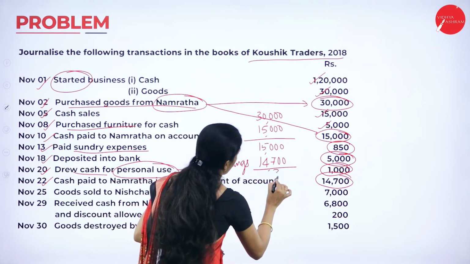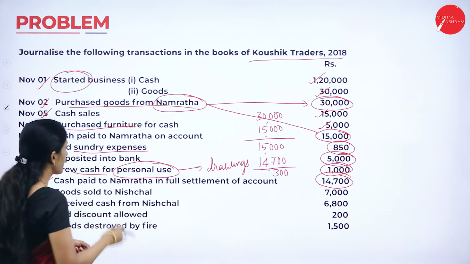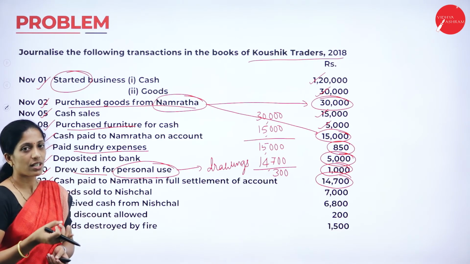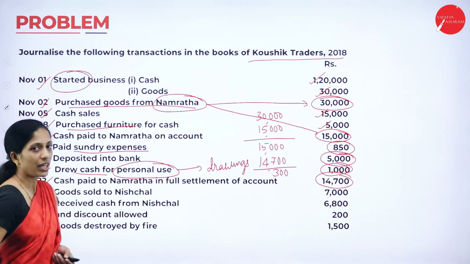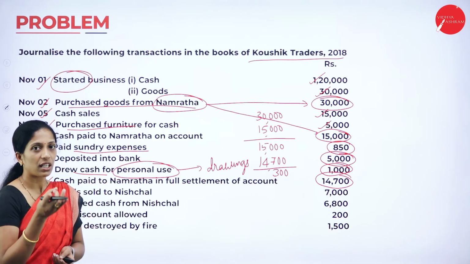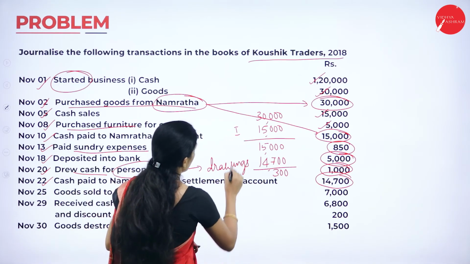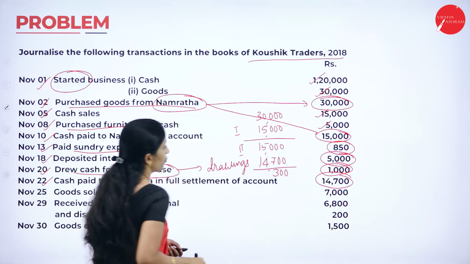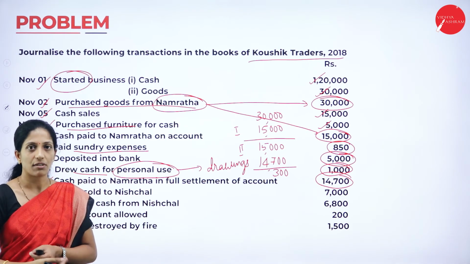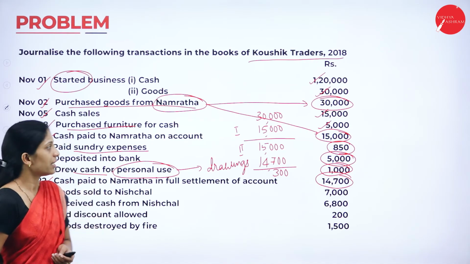In the sense, 300 is what? 300 is discount. In the sense, cash paid to Namrata. So we are receiving the discount. Discount of how much? 300 rupees. So actually the amount that has to be paid to Namrata is 30,000. Out of which first we have paid 15,000. Next we had to pay 15,000. But how much have we actually paid? Only 14,700. In the sense 300 is what? Discount. So we have received the discount.